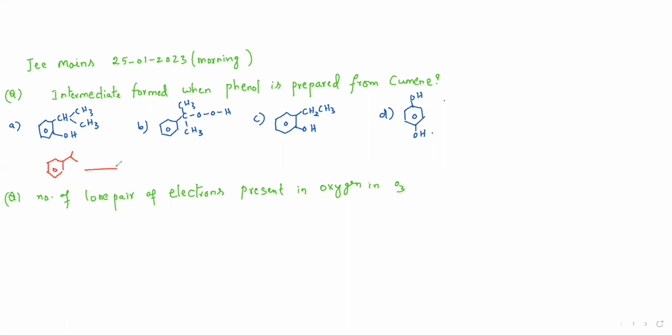Cumene over oxygen, we get cumene hydroperoxide. So it contains a peroxy bond. Over hydrolysis of cumene hydroperoxide, you will get phenol plus acetone.